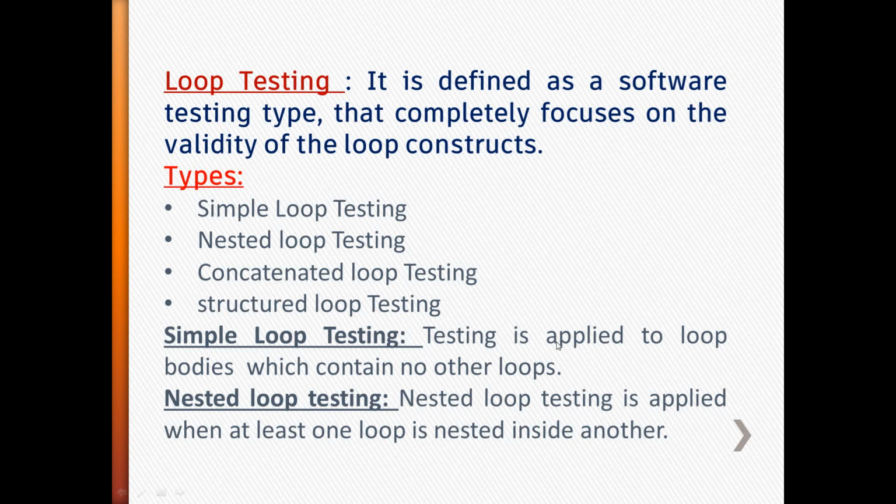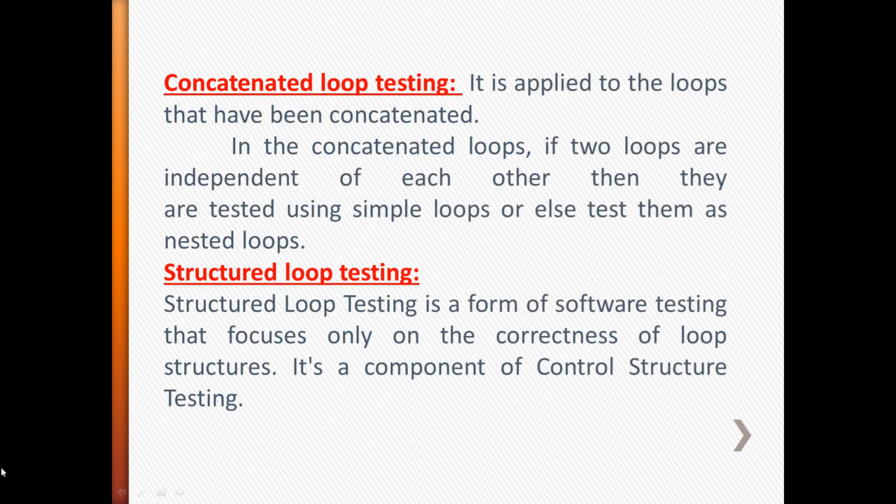Simple loop testing. This test is applied to loop bodies which contain no other loops. Nested loop testing. It is applied when at least one loop is nested inside another. Concatenated loop testing. It is applied to loops that have been concatenated. In concatenated loops, if two loops are independent of each other, then they are tested using simple loops, or else test them as nested loops.